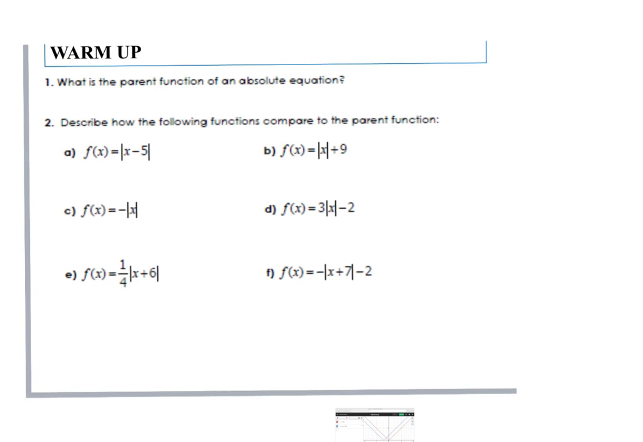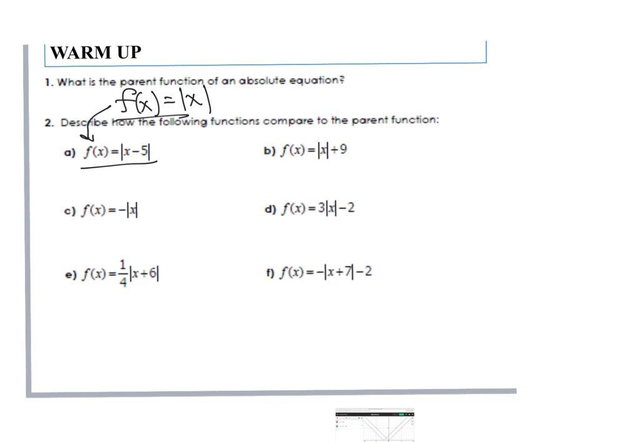So now that we've gone over that transformation guide, hopefully you still have your notes out and you've written that down. We're going to go A through F, and we're going to say how the parent function has been transformed. So if you're looking at problem A, we have f of x equals the absolute value of x minus 5. Our parent function, again, is f of x equals just the absolute value of x. So you think, what has been made different from this function to this function?